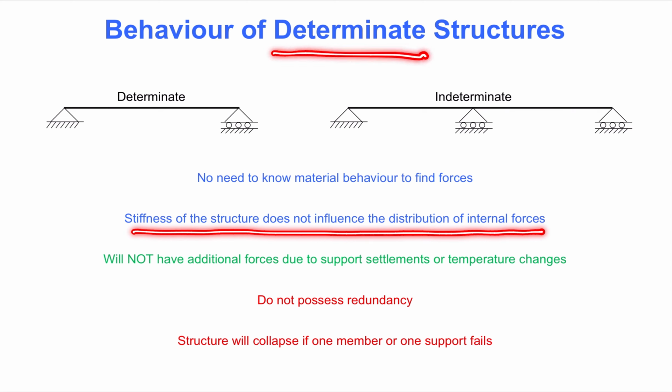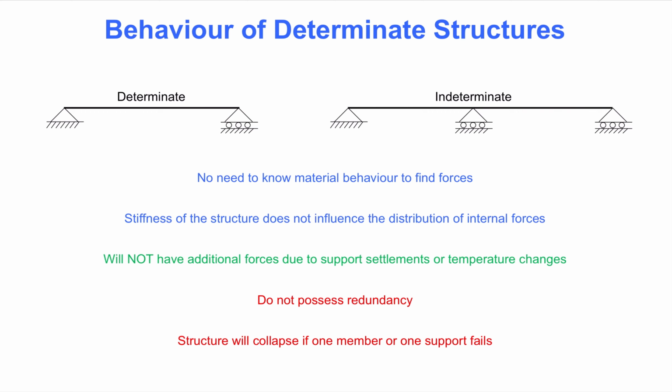Another characteristic of determinate structures is that they will never experience any additional forces due to support settlements or temperature changes. Consider as an example the simply supported beam at the top. If this member elongates or bends due to temperature change, then it will not have any additional axial force or bending moment. That is because the support conditions accommodate that kind of deformation. Also, if one or both of the supports settle due to soft soil conditions, then the roller support will accommodate that deformation without imposing any additional forces in the beam.